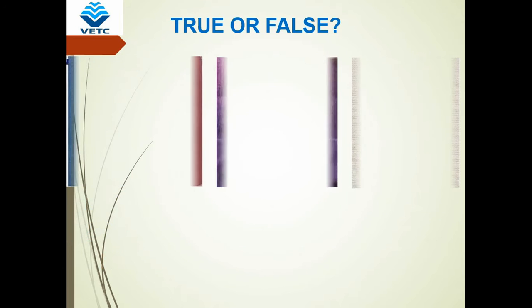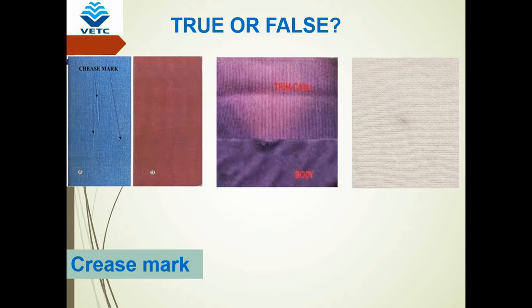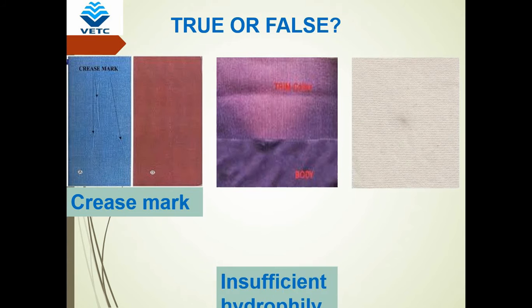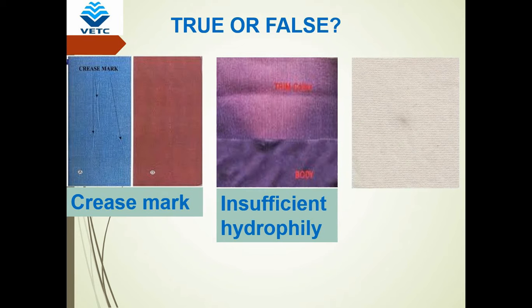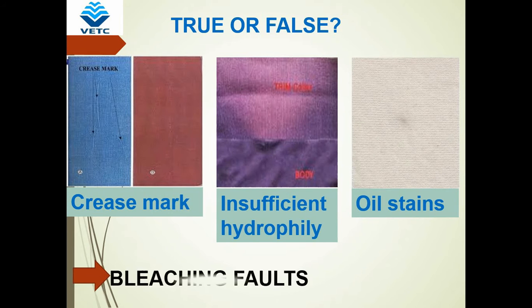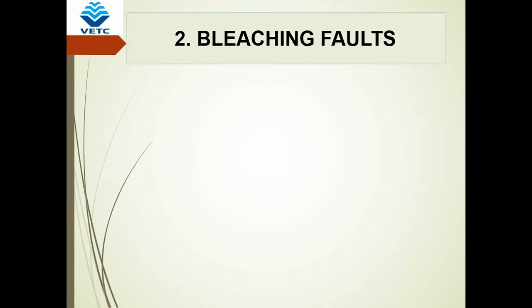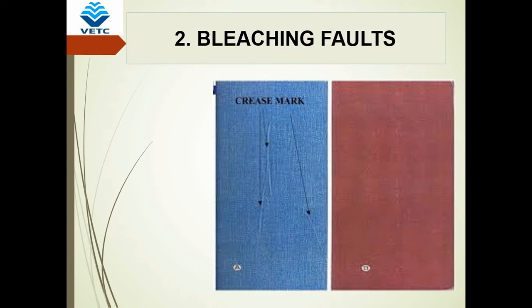Now let's get more detail about them. So you can see here, right? The first picture, that's a crease mark. The second one is insufficient hydrophily, and the last one, oil stains. So all of them we call bleaching faults. With bleaching faults, we have the first, what is it? Yeah, crease mark. This can be described as forming widthwise or lengthwise crease marks during the wet processing in rolled form.